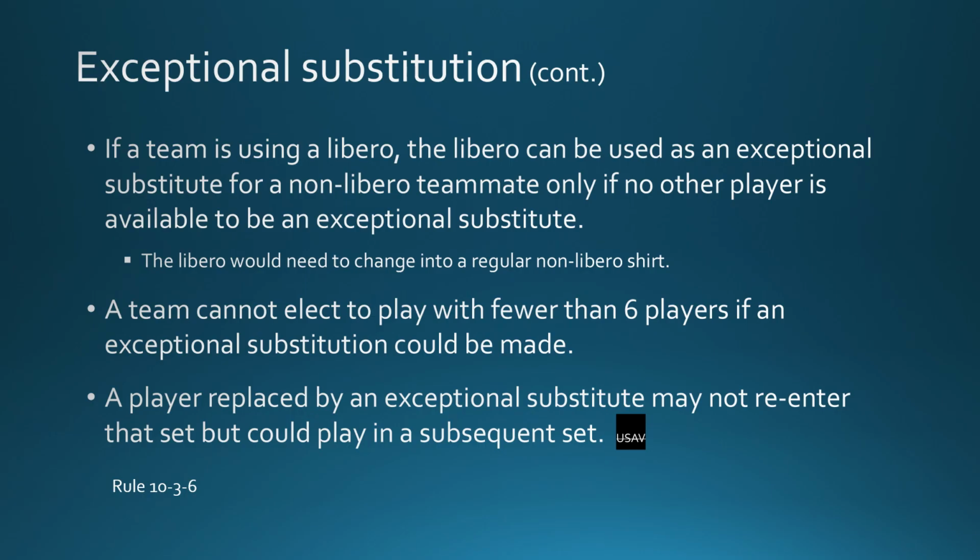And you might ask why a team would even consider doing that. Well, it might be that the exceptional sub would be going into a position they don't usually play, and then they'd be unavailable to sub back in later to their regular position. And a team might be tempted to say, well, we'll just play with 5 for a little while instead of throwing off our rotation. But that's not allowed.